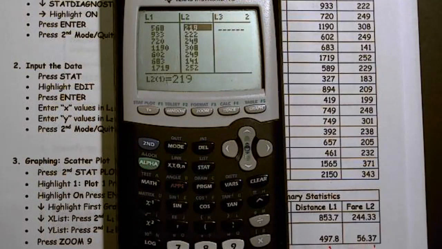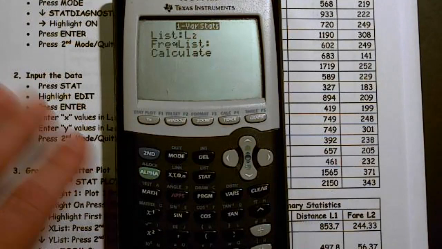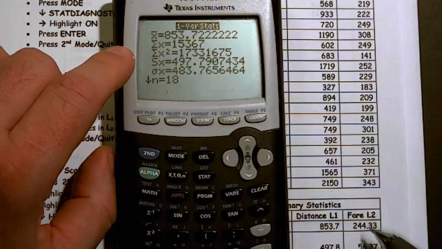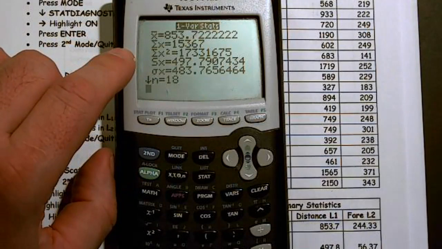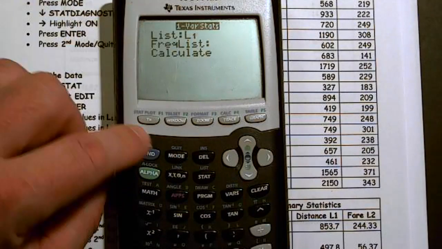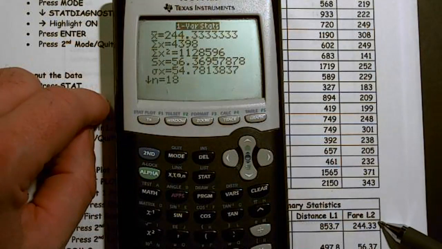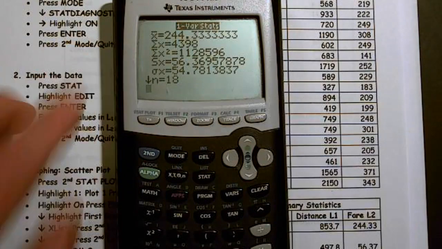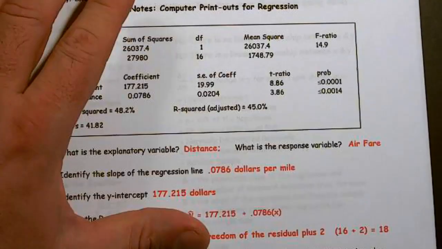Also, here are some check figures. Remember, you can go stat calc, one variable statistics, and check L1. There's my sample mean at 853.7 and my sample standard deviation of 497.8. Then we can do the same thing for L2, and we get 244.33 and a standard deviation of 56.37. It's helpful to have that information in so you know where these table values came from.